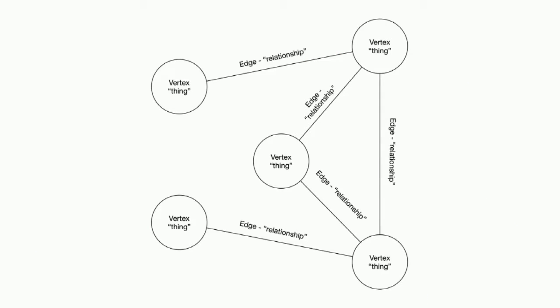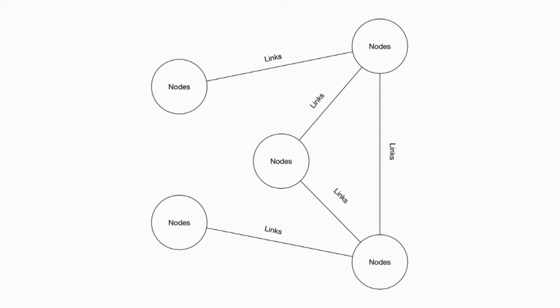Here's the same graph defined in scientific terms, that is, mathematics and computer science. A thing is represented by a vertex, and a link is referred to as an edge. We can think of vertices as representing nodes and the edges as the relationships between them. From here on out, we'll simply refer to these as nodes and links.